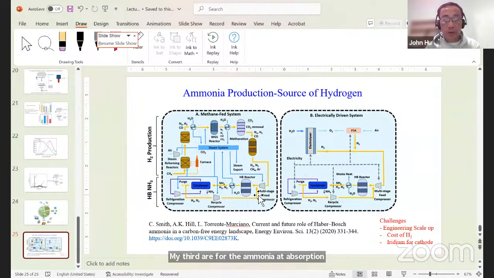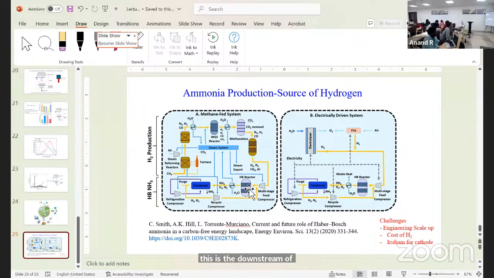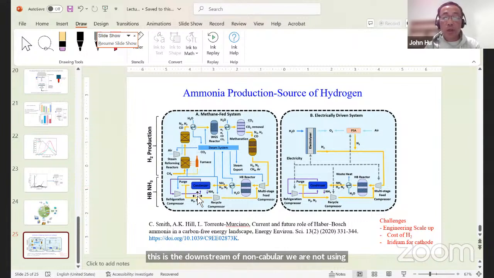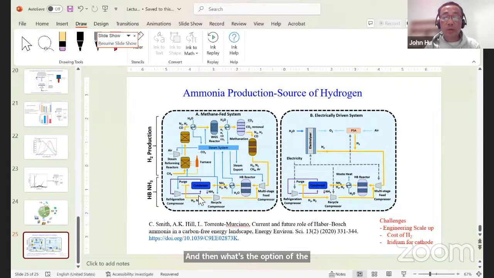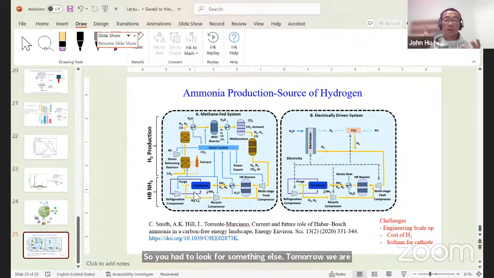This is the downstream of a non-Haber-Bosch reactor. We are not using Haber-Bosch. We are using the microwave or electrochemical reactor. And then what's the option for the downstream separation? The downstream separation has to be associated with the ammonia reactor. If ammonia is at low pressure, you have to look for something else. Tomorrow we are going to talk about thermal swing and also chemical absorption and also some other mechanisms.